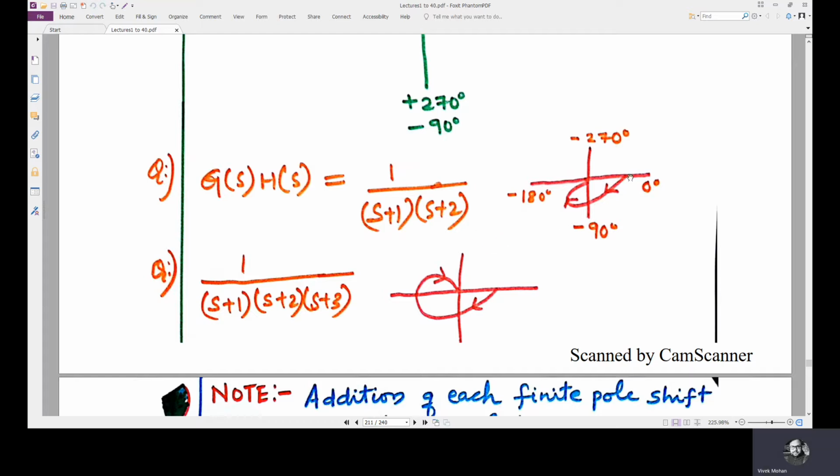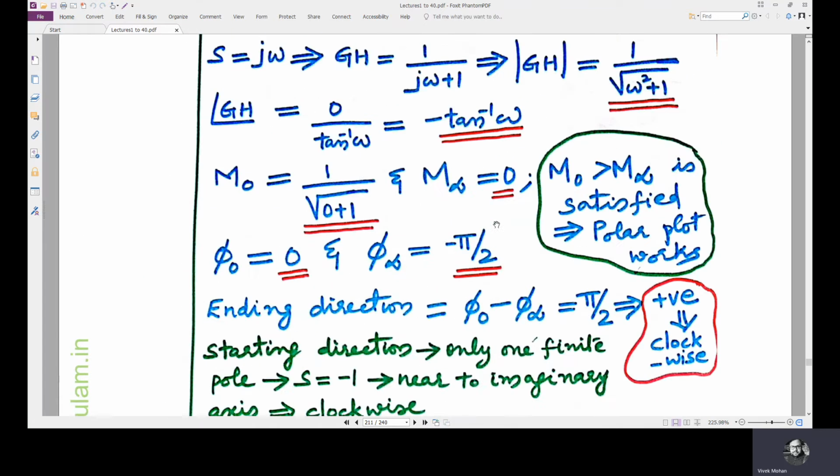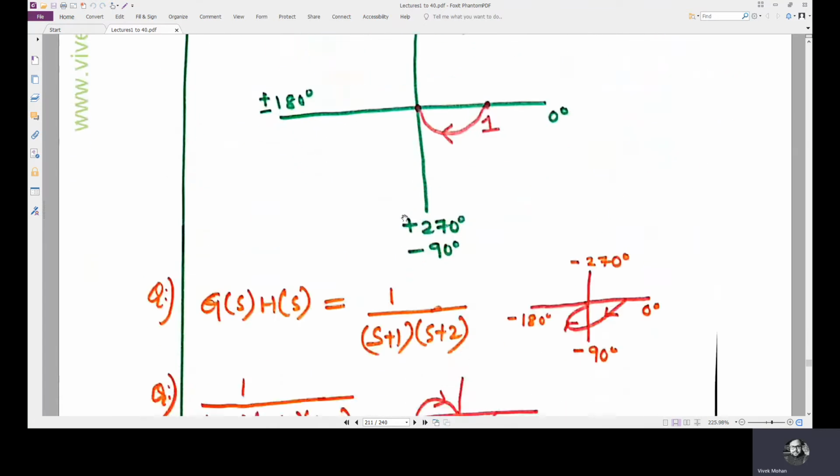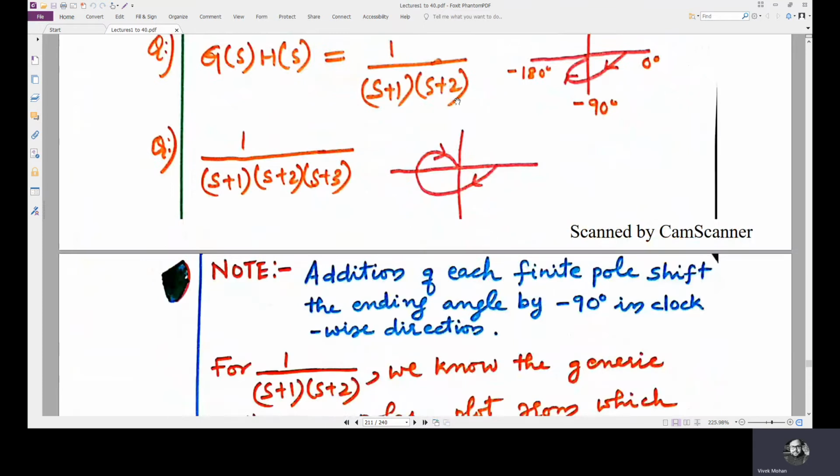So now you see that there is a change in the polar plot. It has become like this. That means it has entered into the next quadrant, right? It has entered into the next quadrant. So earlier it was 1 by s plus 1. Now it is 1 by s plus 2. 1 by s plus 1 into 1 by s plus 2.